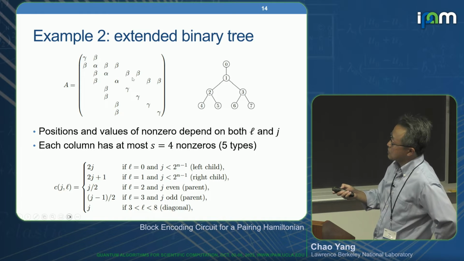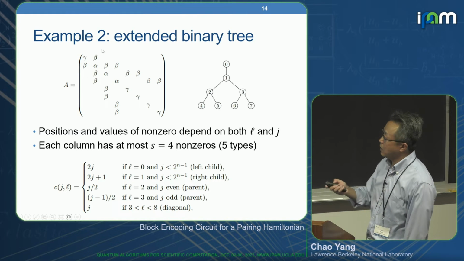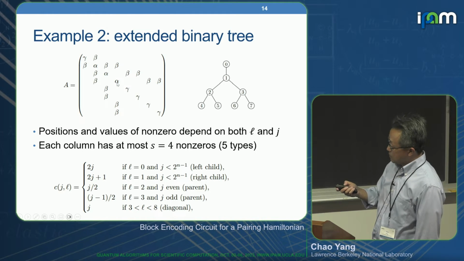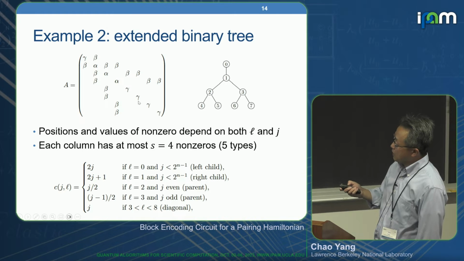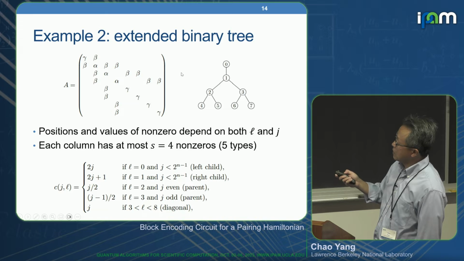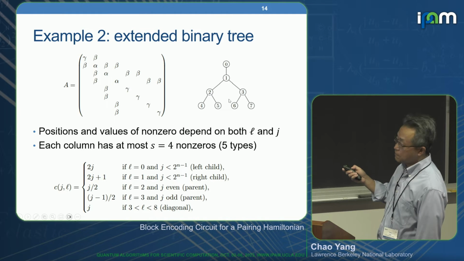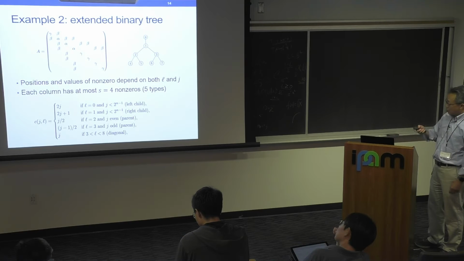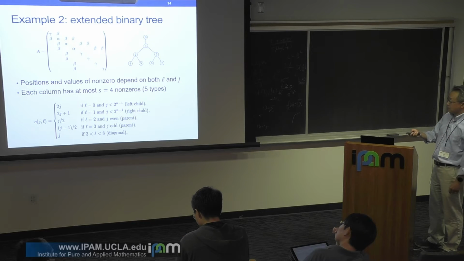For this particular matrix, I constructed it so that all the off-diagonals are beta. The diagonals have alpha and gamma depending on where the diagonal elements are. If the diagonal is on the internal nodes, 1, 2, 3, they're alpha. If they're on the leaf nodes, they're gamma. Okay. And the c_JL can be constructed by this function.